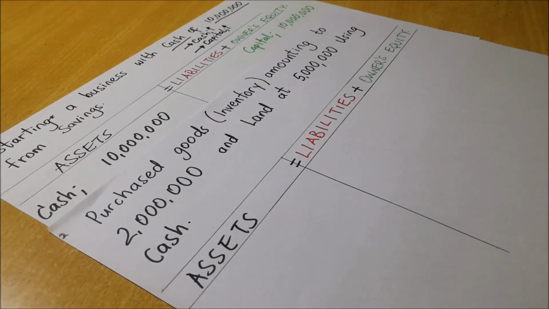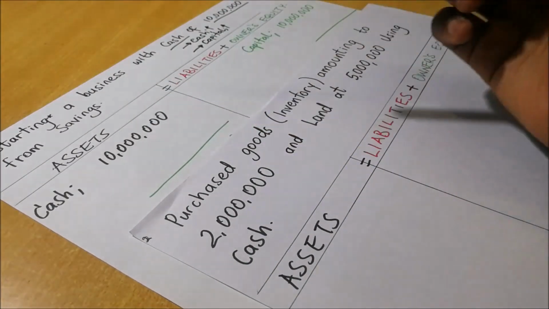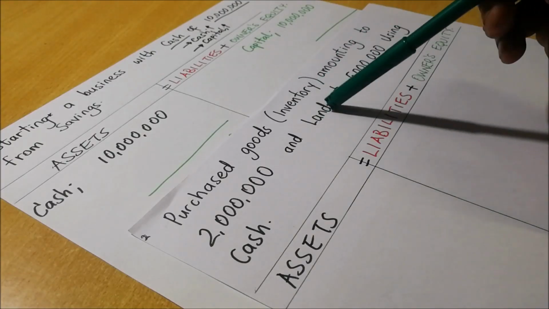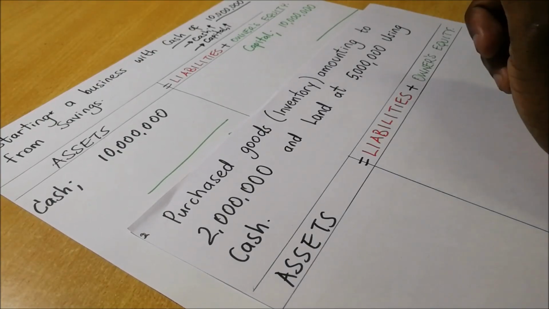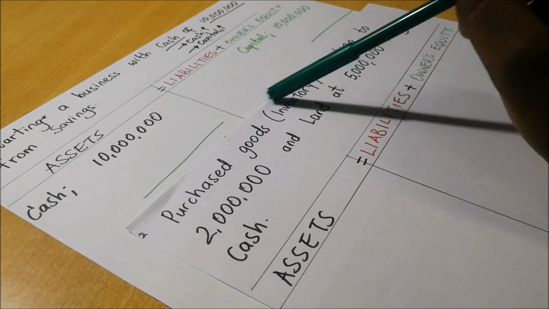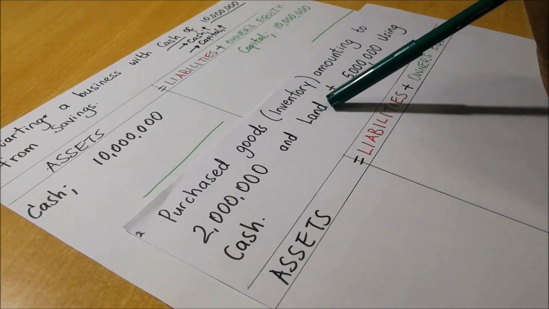The second transaction states that purchased goods, that is inventory, amounting to 2 million and land amounting to 5 million using cash. So what this means, simple, is that we use this cash to purchase or to buy inventory or goods and also to buy land. So in other words, we have 2 transactions here. Let's handle one by one. The first part states that you used cash to purchase goods. Then the second is that you used cash to buy land.